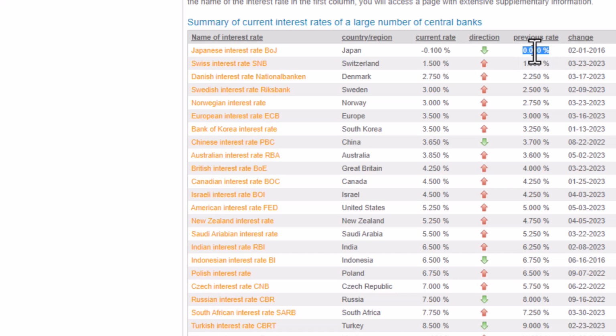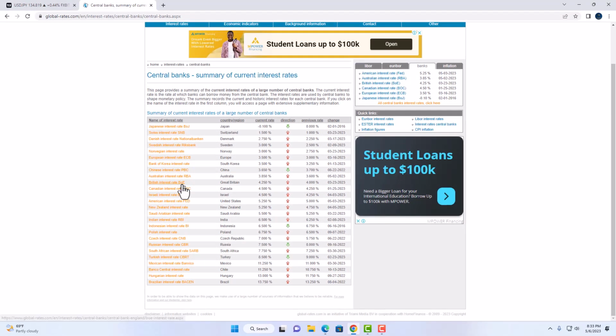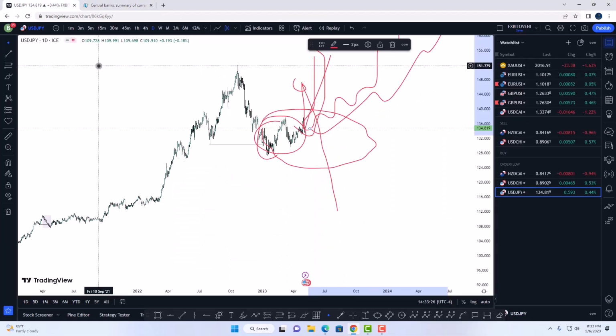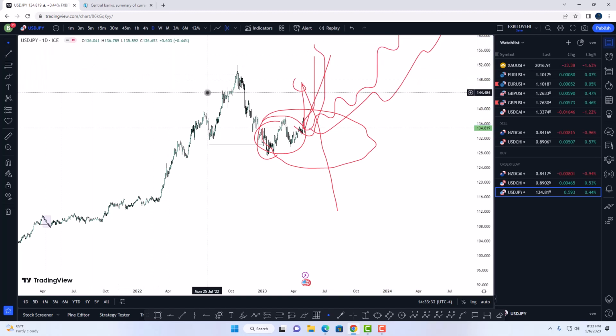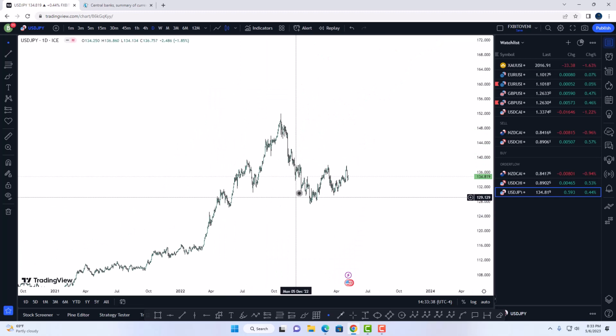Remember, here we have 0, here we have minus 0.1. So this is the lowest interest rate compared to this one, meaning Japanese yen continues to be a weak currency. So if you are trading, for example, Euro JPY, GBP JPY, all those currencies will continue to beat Japanese yen. If you are trading anything with Japanese yen, hope you understand why this is very, very powerful.